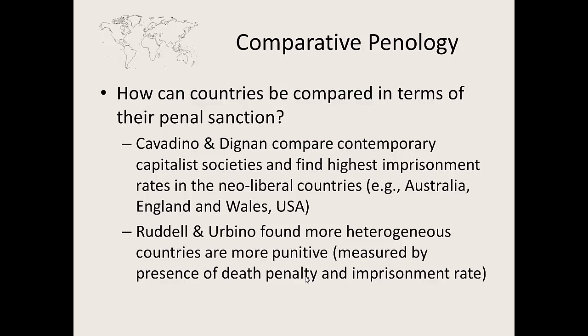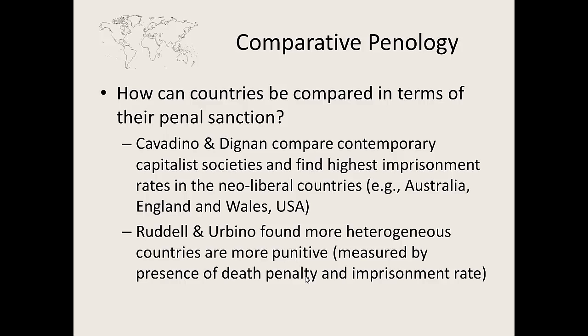Just a couple of examples, as are mentioned in your textbook. Two authors, Cavadino and Dignan, tried to compare the contemporary capitalist societies and find the highest imprisonment rates amongst those countries that they identify as being neoliberal countries. And that meant that Australia, England and Wales, the United States ended up being countries that had high imprisonment rates compared to other types of countries.